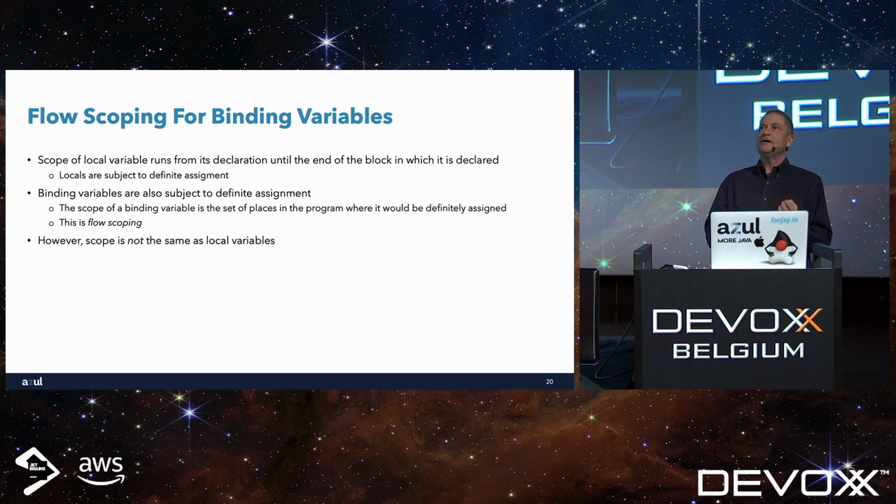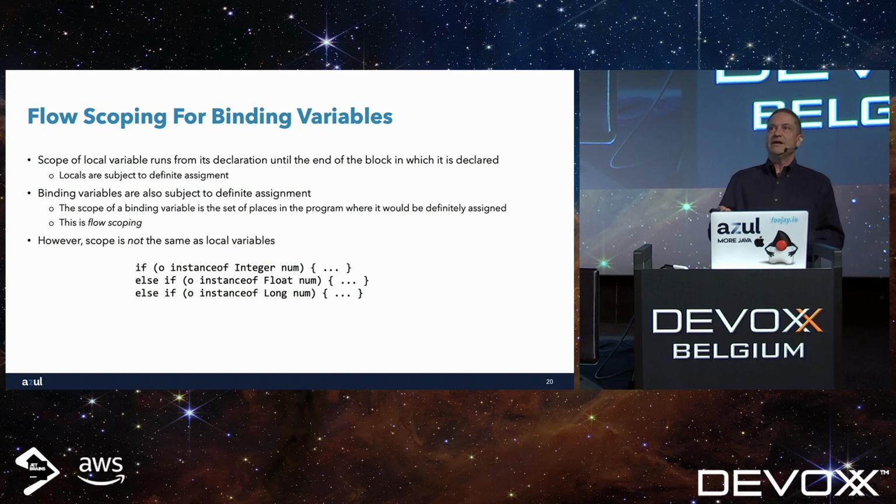And the other important thing about local variables is they are subject to definite assignment, meaning that the compiler will check that at some point you give it a value, otherwise it will reject it. For pattern variables, they're also subject to definite assignment. They have to be assigned a value. And the scoping of a pattern variable is all the places where it has definite assignment. So wherever that variable actually has a value is where its scope is. So it is slightly different to the way that local variables work. It's not just in a block. It's within the places where those things are actually valid.